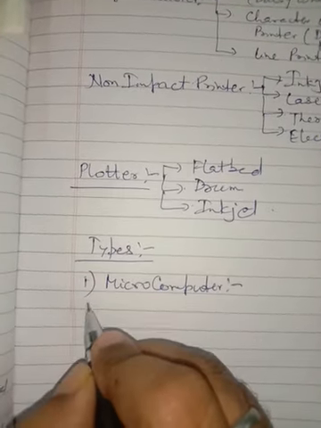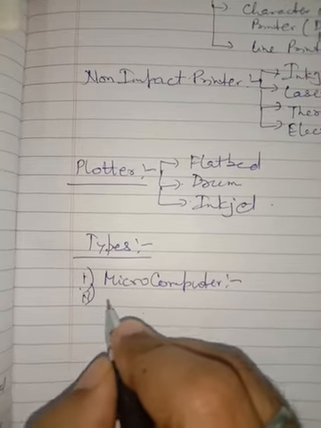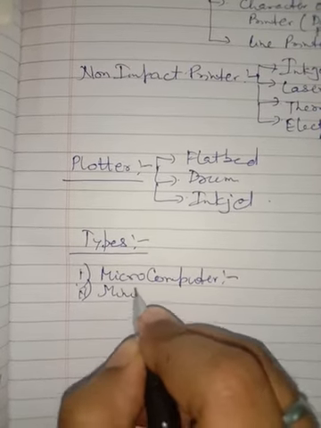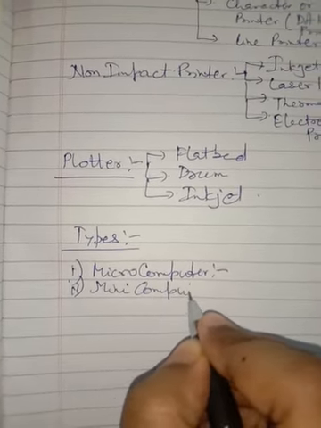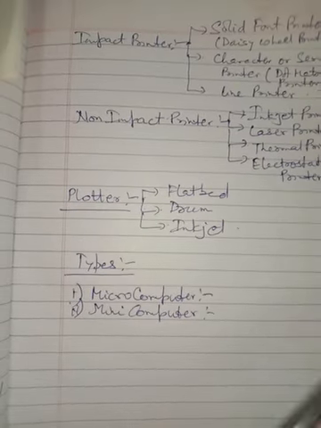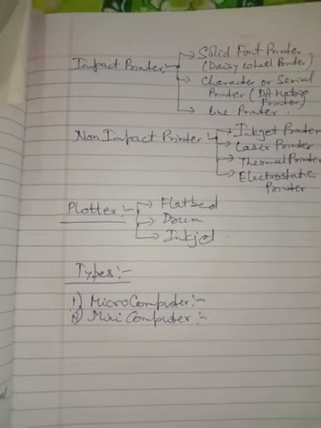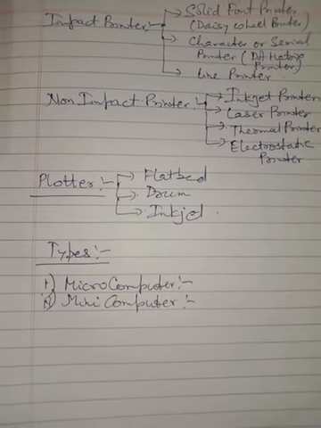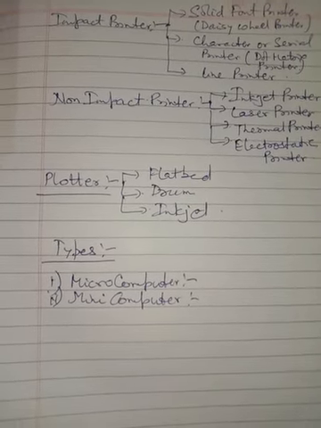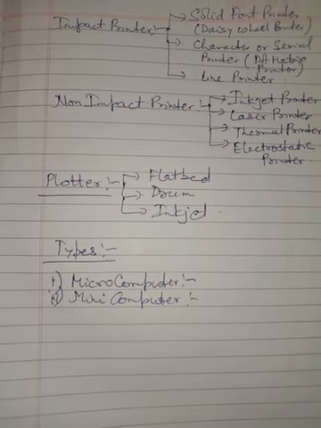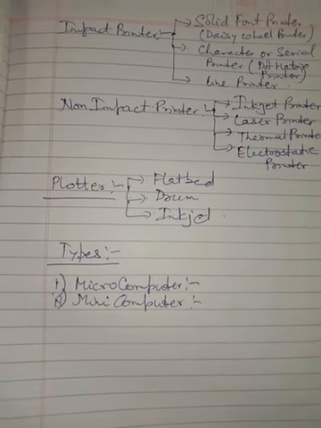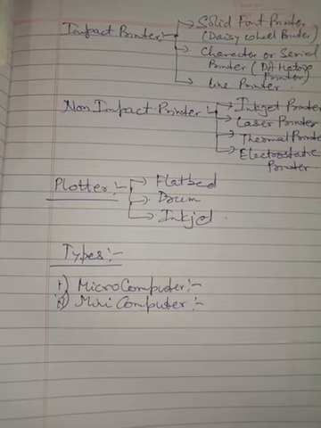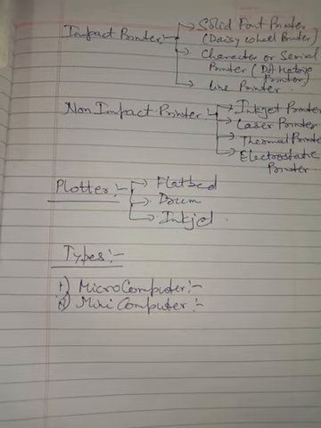Next type of computer that we have is mini computer. So mini computers are bigger than microcomputers. They are faster and they have more memory. They are more powerful than microcomputers. So they are used to connect many computers. Mini computers are also referred to as mid-range servers.